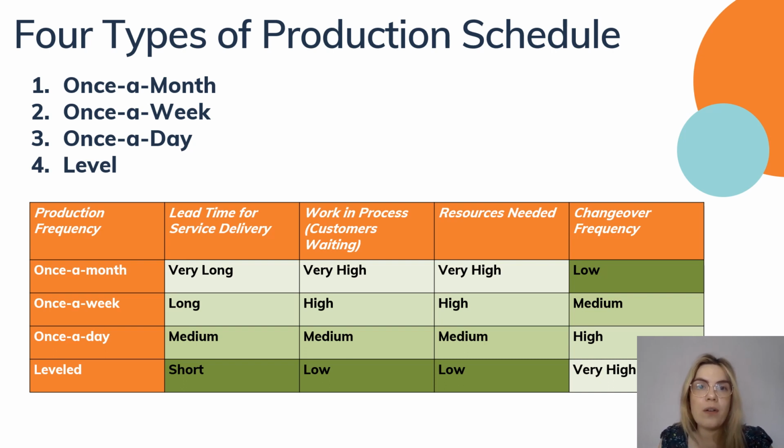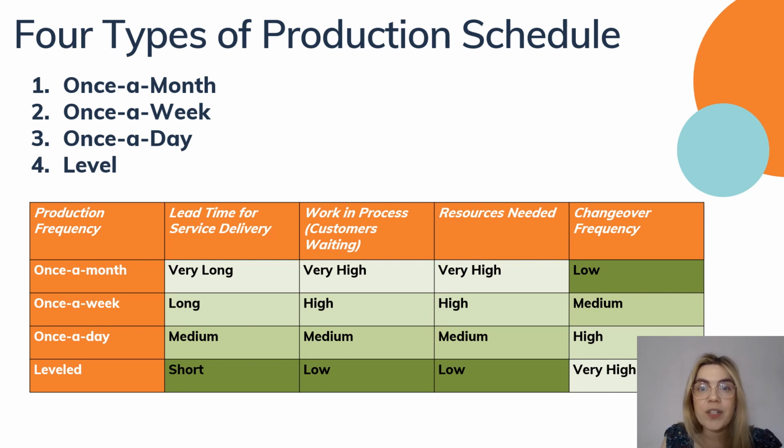Finally, we've got once a day production. So monthly demand is split by the number of production days in a month. It happens daily. It's very common in direct patient care settings and happens when the demand is high. And it results in that 1 production opportunity per day.